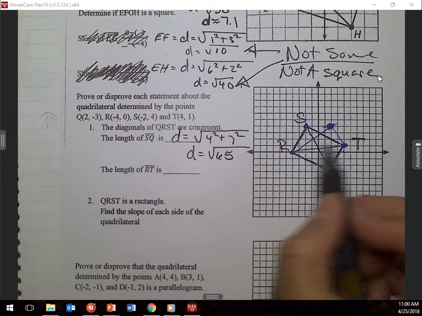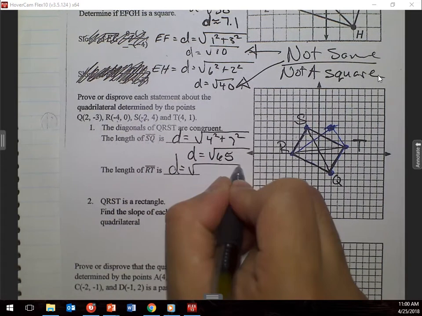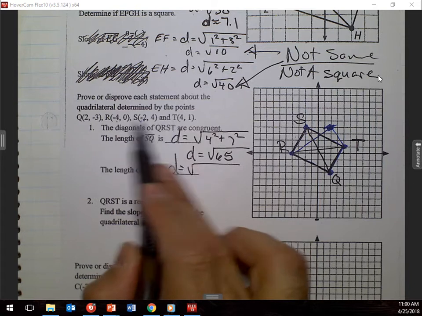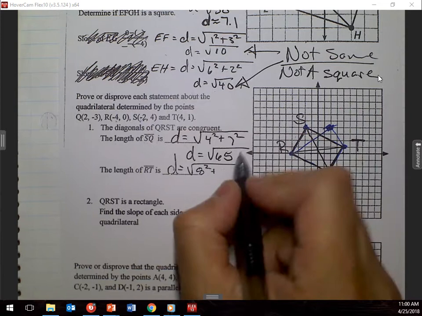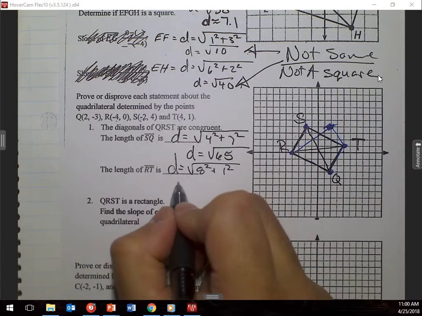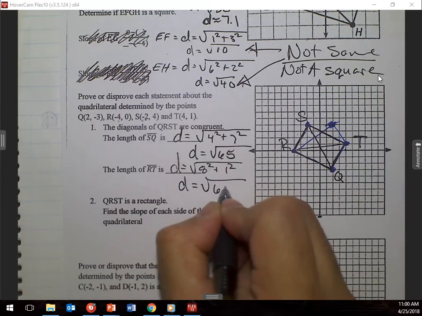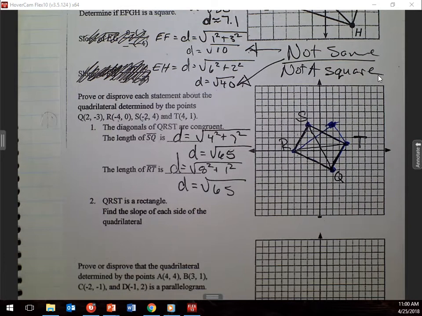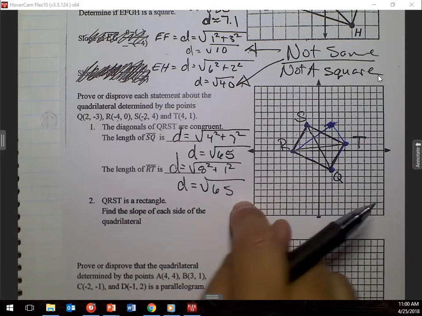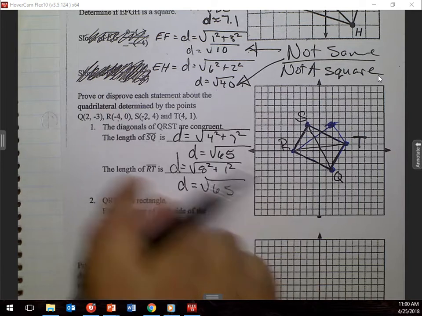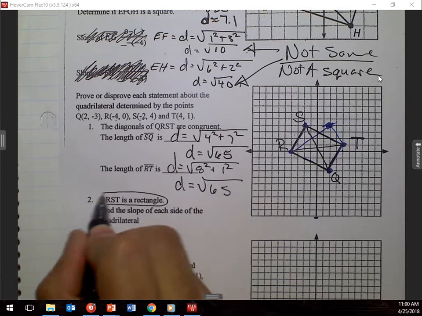RT. So now we're going to find the length of RT. My distance is equal to the square root. So R to T. What is my delta X? 8 squared. 8, very good. Squared plus delta Y, 1 squared. So that's the square root of 64 plus 1. So the diagonals are the same. If the diagonals are the same, I could say it's a rectangle, right? So yes, it's a rectangle.